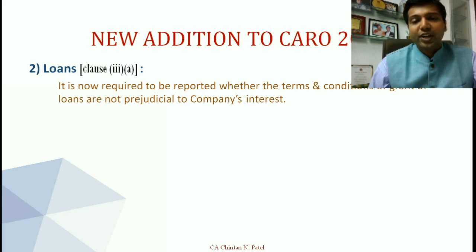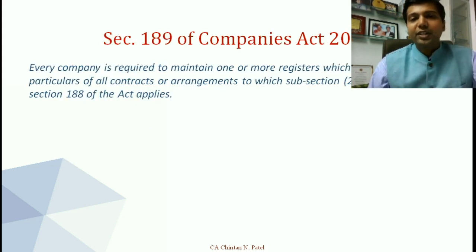The next clause, or we can say sub-clause, is 3A, which is added. It says whether the terms and conditions of the grant of loan are not prejudicial to the company's interest. Now when we refer to this 3A, clause 3 refers to section 189. Section 189 says that every company is required to maintain one or more registers which contain the particulars of all contracts or arrangements to which sub-section 2 of section 184 or section 188 of the Act applies. That means clause 3 is applicable only in respect of section 189 compliance, and section 189 prescribes maintaining a register for the transactions covered in section 184 and section 188.